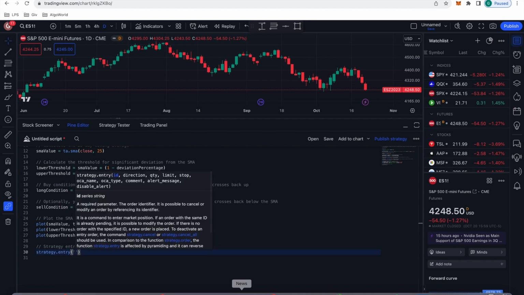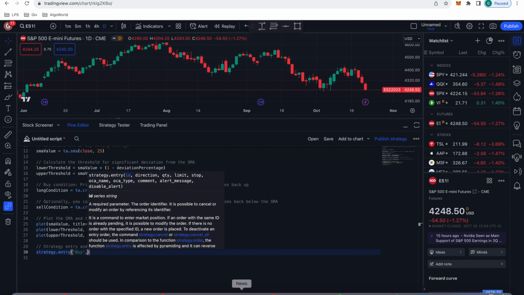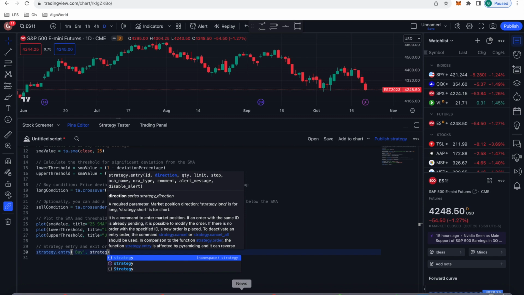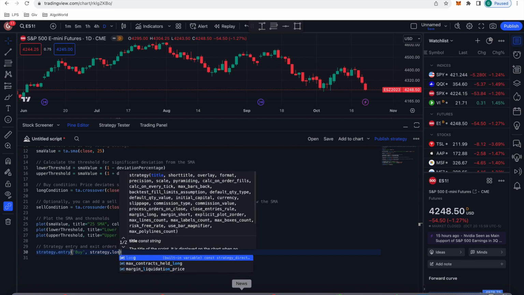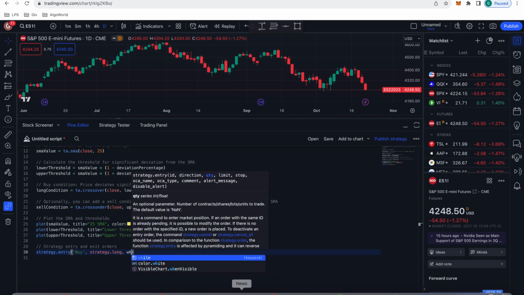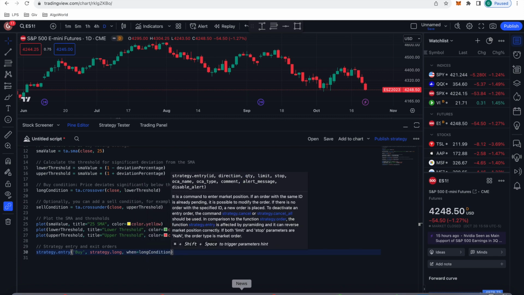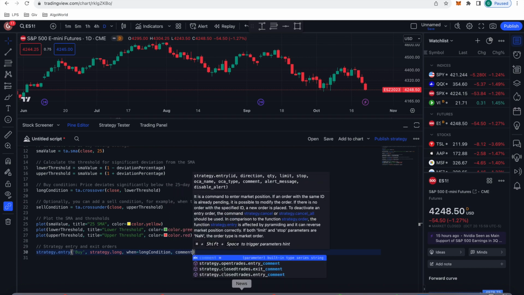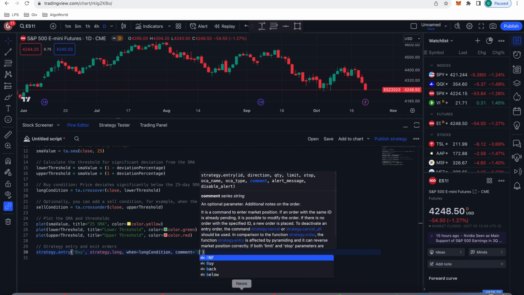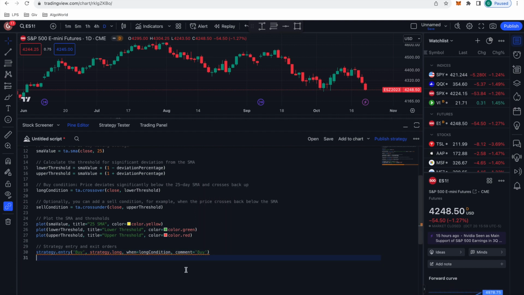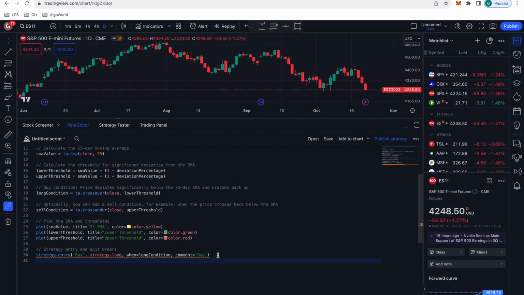We're going to do a buy. Strategy dot long. And we're going to put this one long. Condition. I mean, this is just for extra. You don't need to add this last sentence in, comment equals buy. You don't need to do that. It's just for extra confluence, you know.